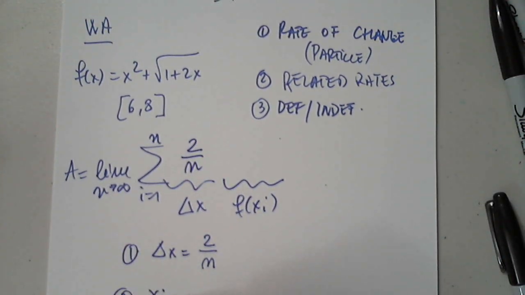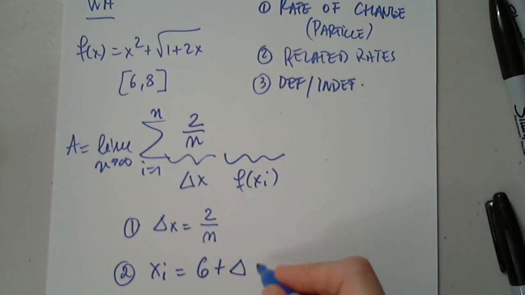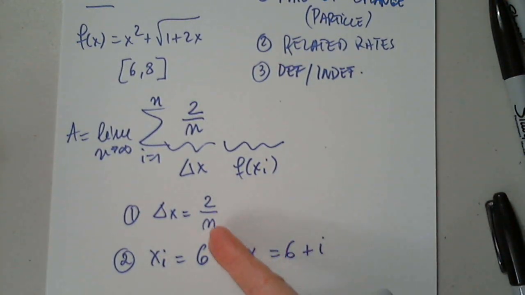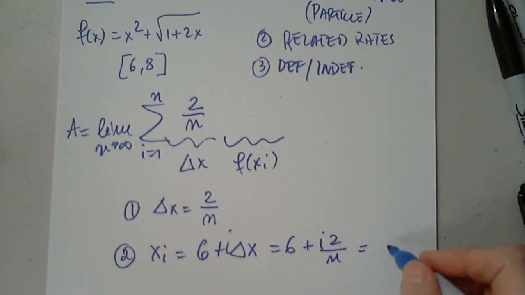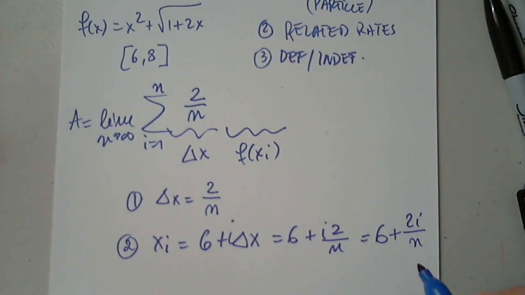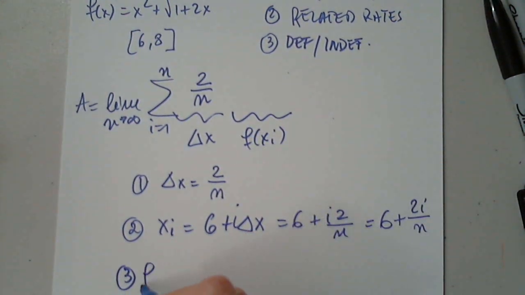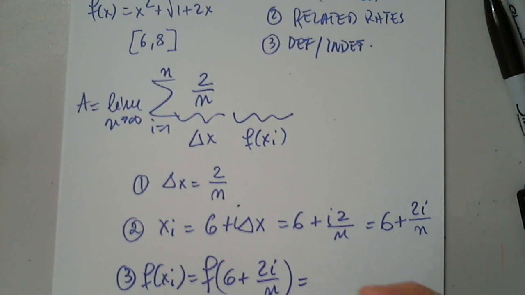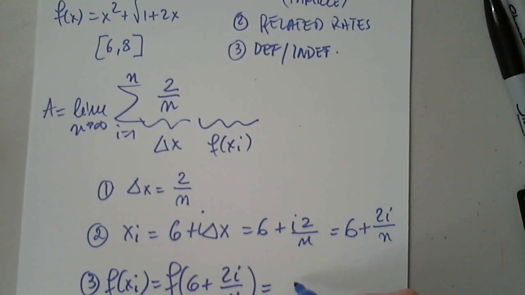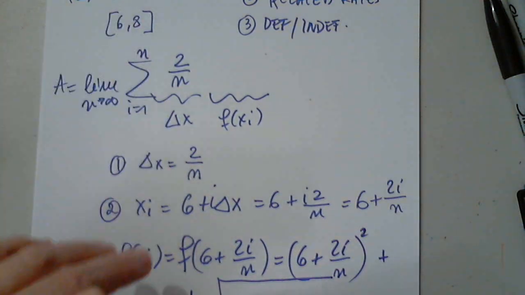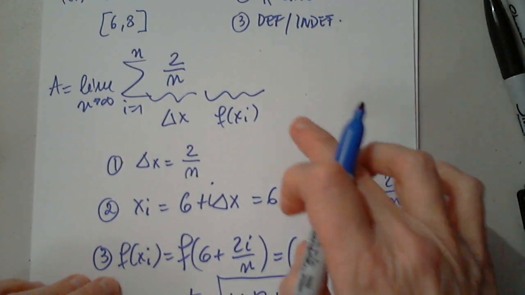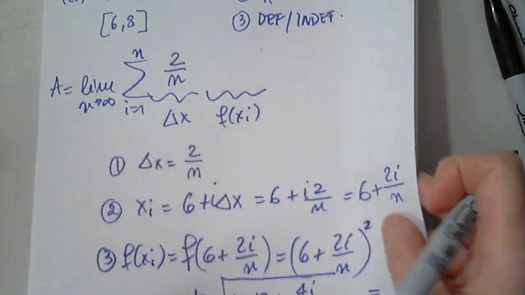The second prep is xi. It has to be 6 plus i delta x. So this is 6 plus i, and delta x is 2 over n. So I will write it nicer as 6 plus 2i over n. And prep number 3, I have to find this f of xi. f of xi is f of this, 6 plus 2i over n. Since I have this function, this has to be squared, 6 plus 2i over n squared, plus the square root of 1 plus 12 plus 4i over n. I'll come back to that because I need to write a little bit more.